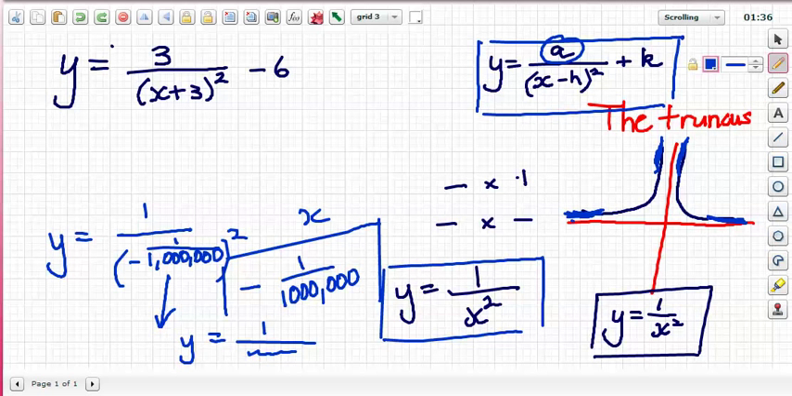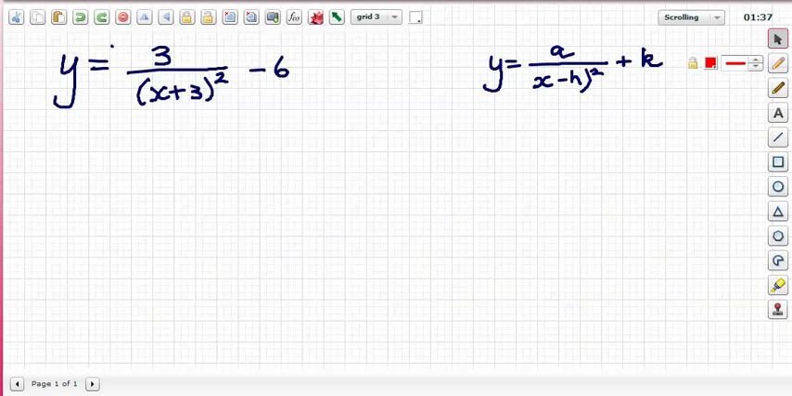Now I've been through the transformations. Let's just make this nice and quick. I want to sketch a graph of y equals 3 over x plus 3 all squared minus 6. All right, so let's do it. First of all, we know that the graph is going to look without translations like this.